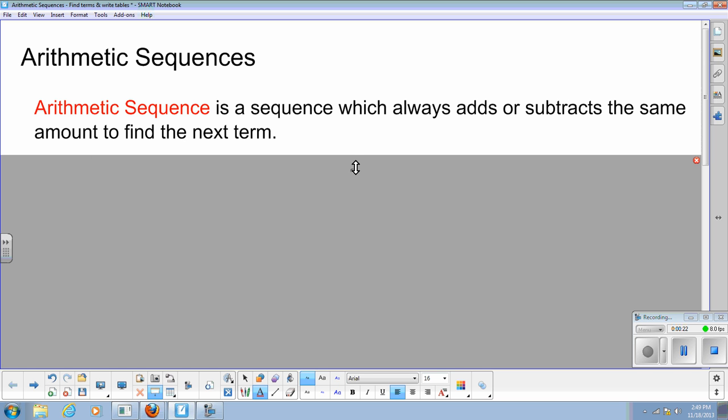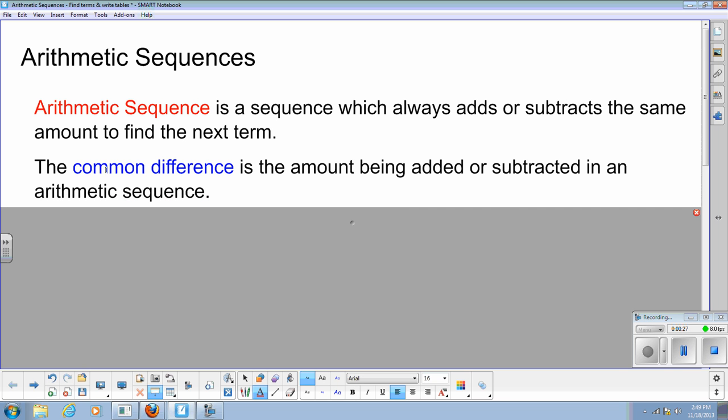That amount that we're always adding or subtracting has a special name. That name is called the common difference. The common difference is the amount being added or subtracted in an arithmetic sequence.